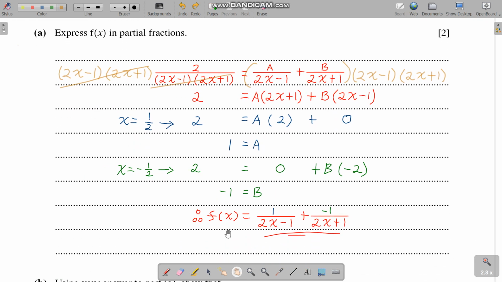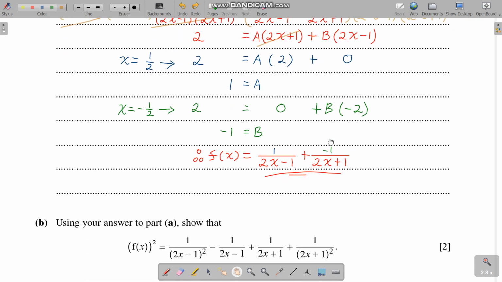and to find the b, we plug in minus 1/2 because this term will go to 0, and from here we're gonna get minus 2. So the b is therefore minus 1. So the final answer is, this is a, this is b. So this is the same as 2 over 2x minus 1 times 2x plus 1. Okay, so that's the final answer for the first part.